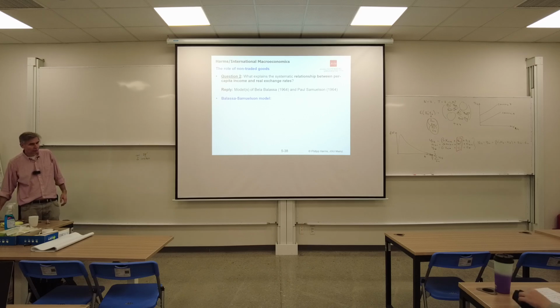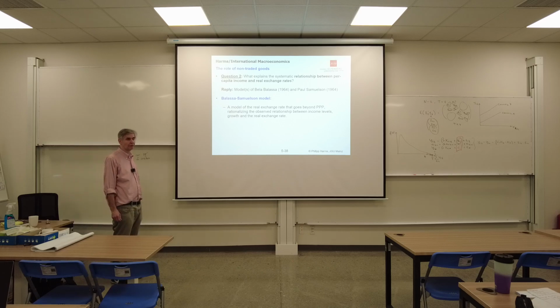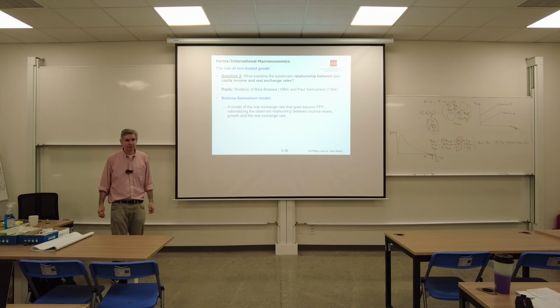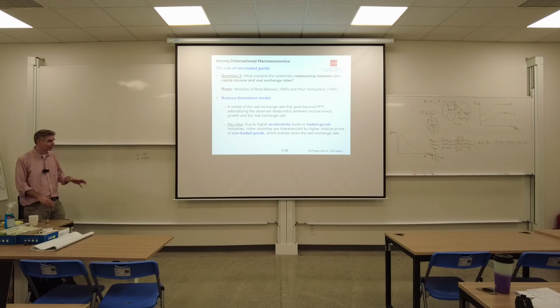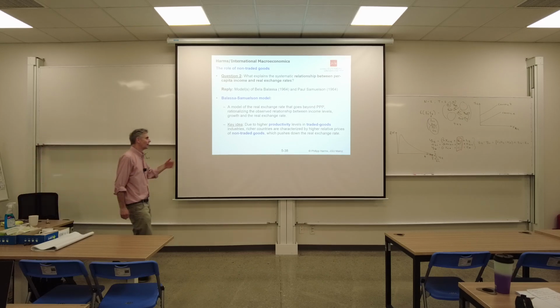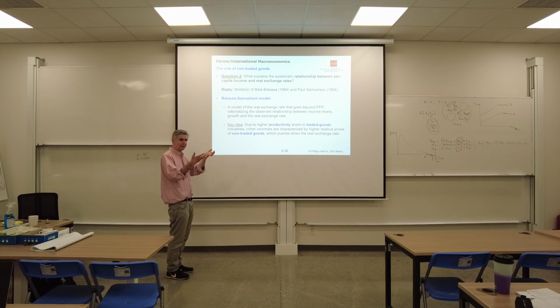Now, how does the Balassa-Samuelson model work? Well, it is a model of the real exchange rate that goes beyond purchasing power parity. So purchasing power parity is now left behind, and it rationalizes the observed relationship between income levels, growth, and the real exchange rate. And the key idea is, and this is kind of now the MBA version, due to higher productivity levels in traded goods industries, richer countries are characterized by higher relative prices of non-traded goods, which pushes down the real exchange rate and pushes up prices, and that makes the exchange rate look overvalued.